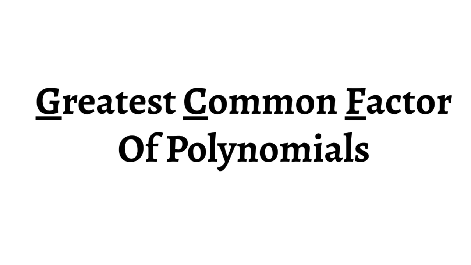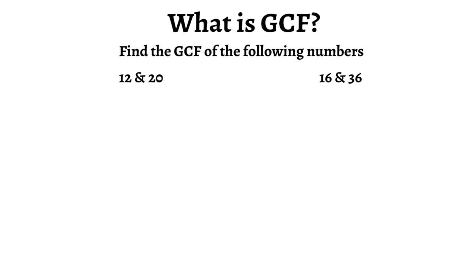Let's begin. So what is GCF? GCF is also known as the greatest common factor. First we want to find the factors of the two numbers we're dealing with. Here on the left we have 12 and 20. We're going to find the factors of 12 and 20 and then find the greatest one that they both have in common. That's why it's called greatest common factor.